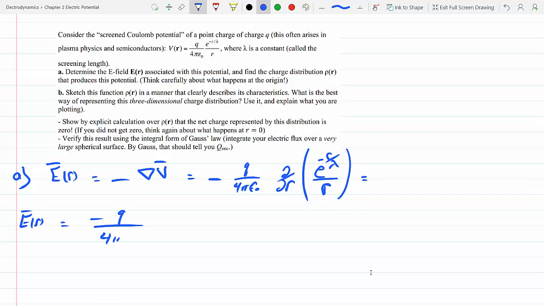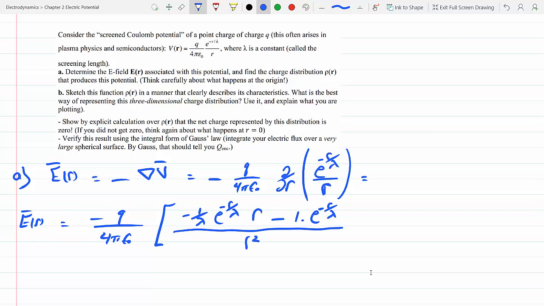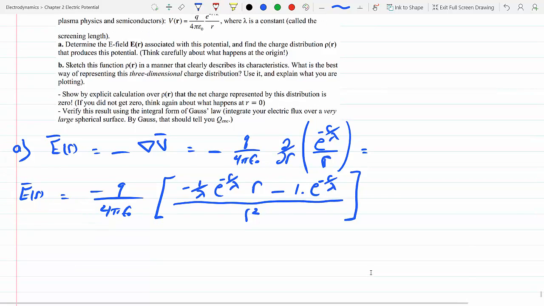Minus. So the derivative of the top is minus 1 over lambda e to the minus r over lambda, this is with respect to r, times r, minus the derivative of r, which is 1, times the numerator, e to the minus r over lambda, all over r squared. I'm going to factor out e to the minus r over lambda. And by the way, this is in the radial direction because this is the r component. There's no theta or phi component for this.